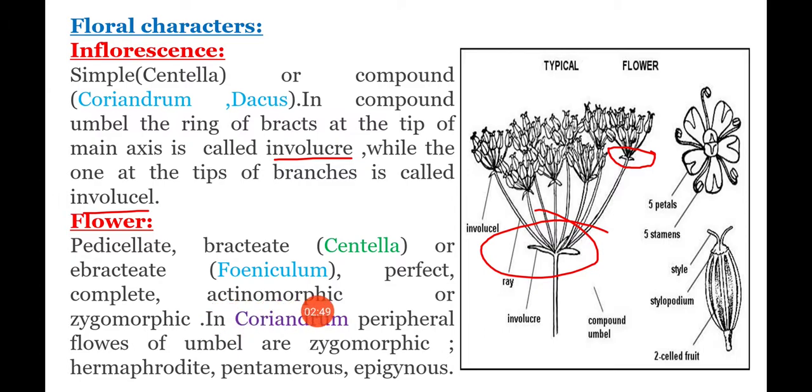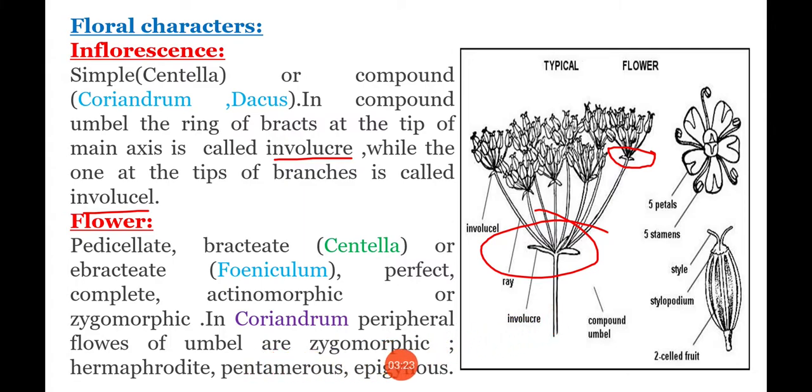Next, actinomorphic. We can cut the flower into two equal halves in any plane. Then they are called actinomorphic, or zygomorphic flowers. Zygomorphic flowers are seen in Coriandrum. In Coriandrum, this is the umbel inflorescence, and the peripheral flowers are zygomorphic. And flowers are hermaphrodite, that means bisexual. Androecium and gynoecium are present.